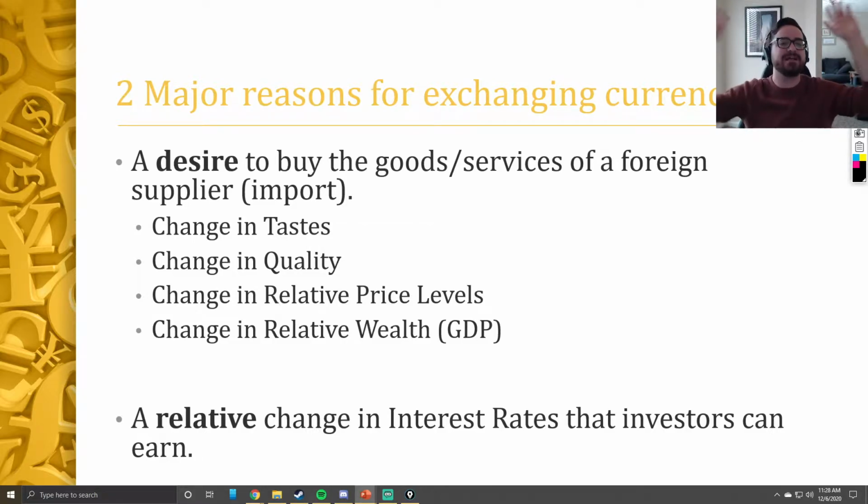It's amazing. The two shifters are: you want to buy the goods or services of a foreign supplier. You want to import a good. That could be for a number of reasons. That could be like, I think French wine is delicious. I want to buy French wine. Okay, well, if you want to buy French wine, at the end of the day, the French winemaker doesn't want your cruddy American dollars with old American dudes they don't know on it. It doesn't do anything for them.